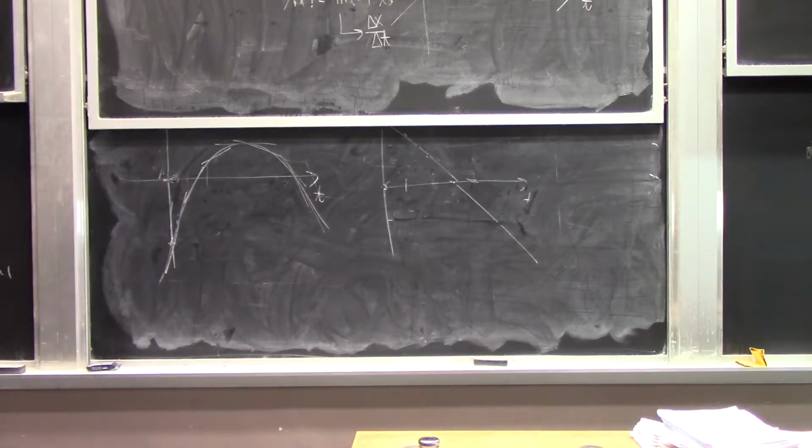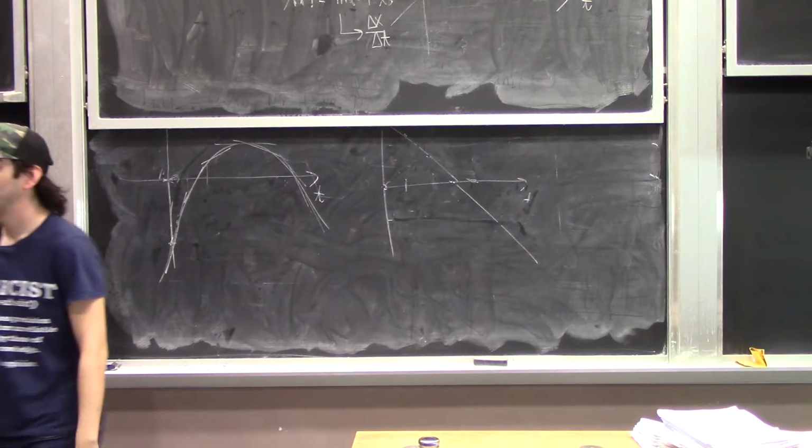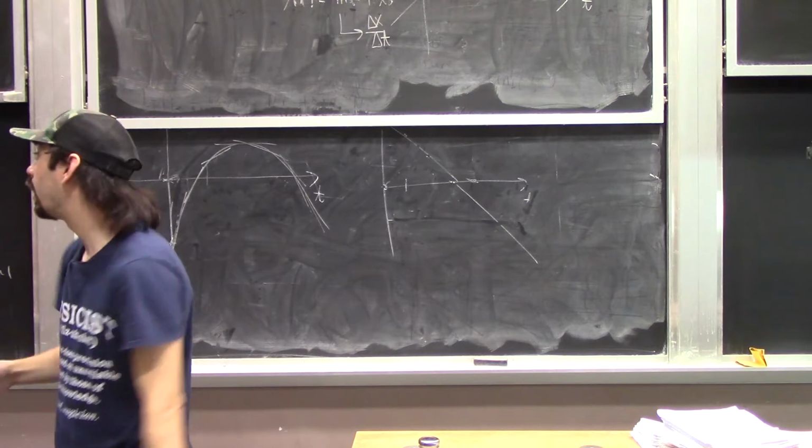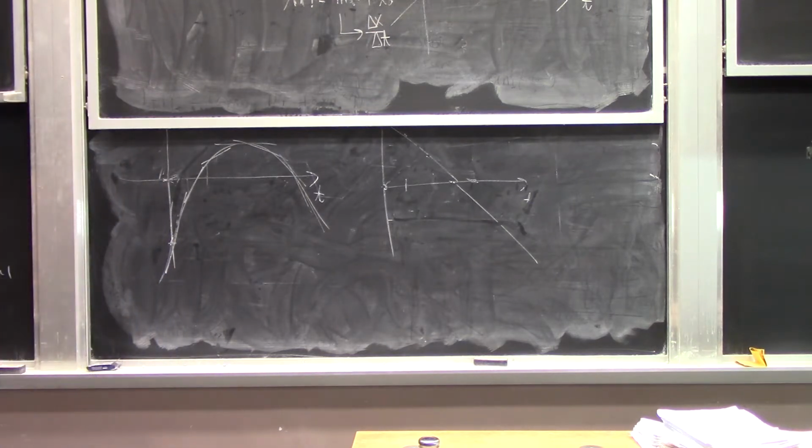What's another one that's true? E. Why is E true? Well, it's a position versus time graph, and these two pass each other at time TB because at this time they have exactly the same position. All right, so let's look at the next one.